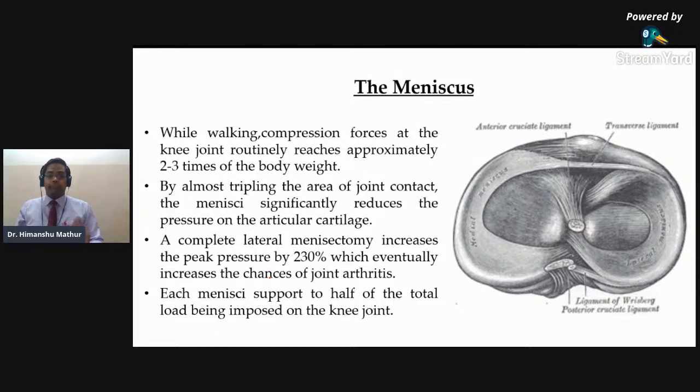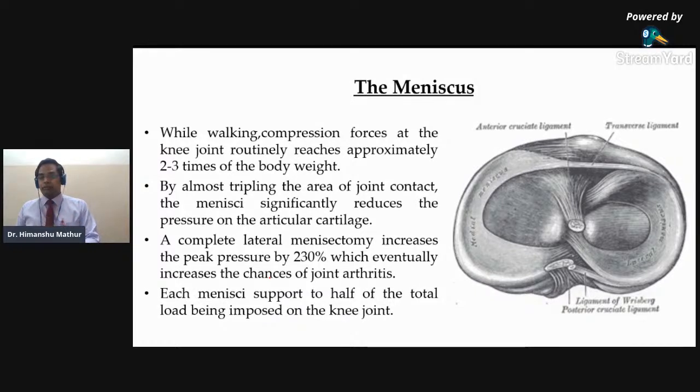Okay, now a complete lateral meniscectomy increases the peak pressure lying between that particular compartment to almost 230%. जो नॉर्मली होता है, नॉर्मली हमने क्या कहा, 2 to 3 times of body weight होता है. तो अगर 2 to 3 times of body weight नॉर्मली है और उसके बाद भी मैंने कुछ एरिया ऑफ मेनिस्कस हटा दिया है, तो वो उस 2 to 3 times ऑफ बॉडी वेट के भी 30% ऑफ बॉडी वेट को बढ़ा देता है.